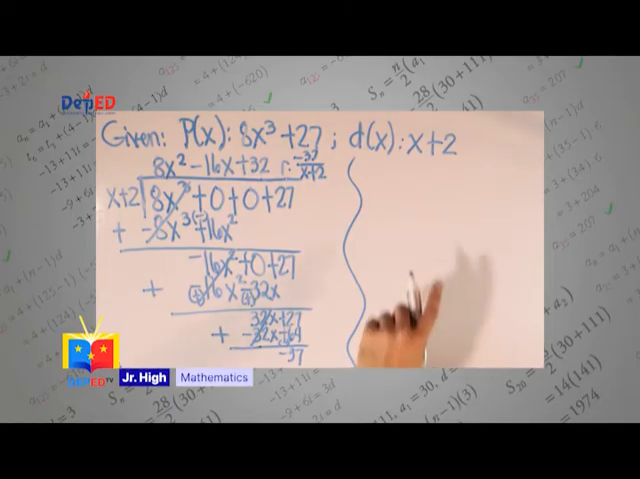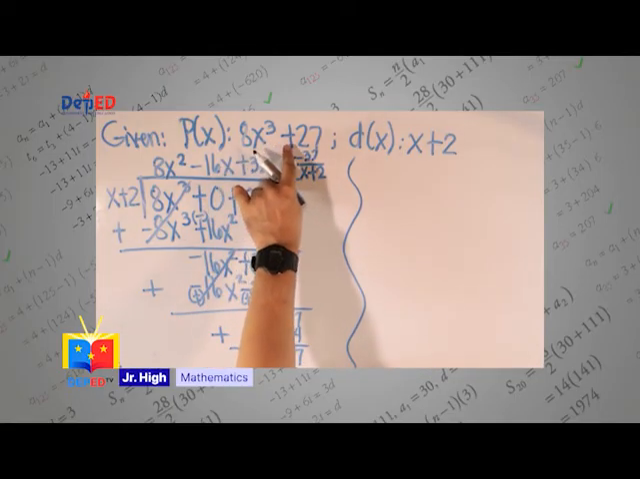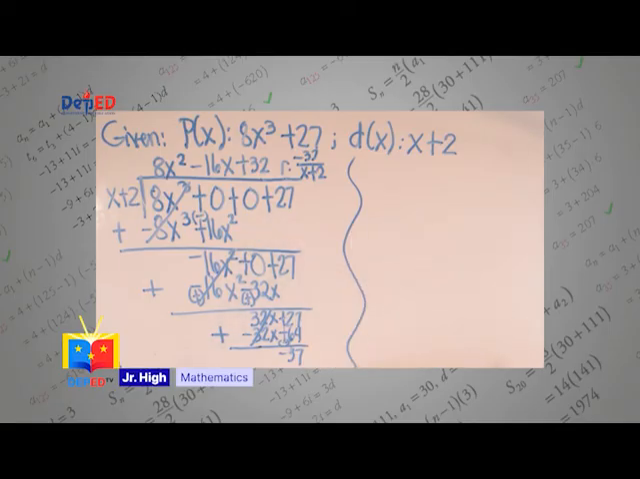Observing the divisor, is it a linear polynomial? Yes, it is. Hence, we can use synthetic division for this. Let's try. First, let's write the coefficients of the polynomials. Again, our dividend is still 8x cubed plus 27, but there are missing terms. So what do we do if there are missing terms? That's correct. Replace the missing terms with 0.